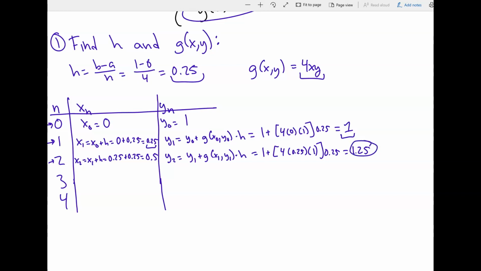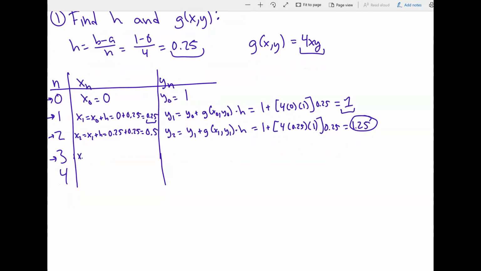So now my next thing is figuring out what n equals 3 is. So I'm in the third segment. I'm going to have x3 is equal to x2 plus h. So x2 in this case is whatever was before, so it's 0.5. And then we're going to add h, 0.25. This is going to give me 0.75.